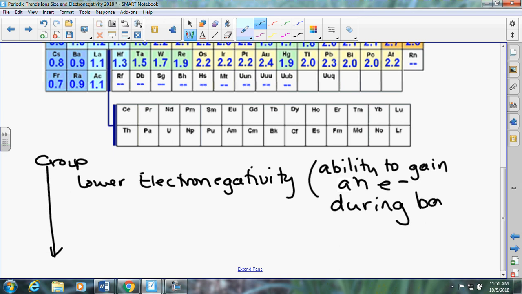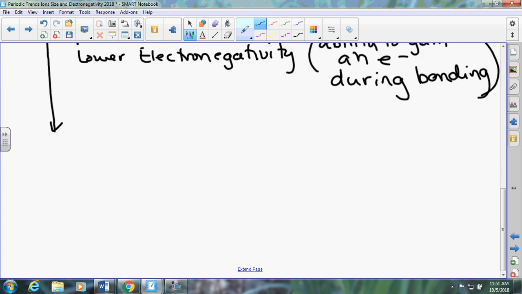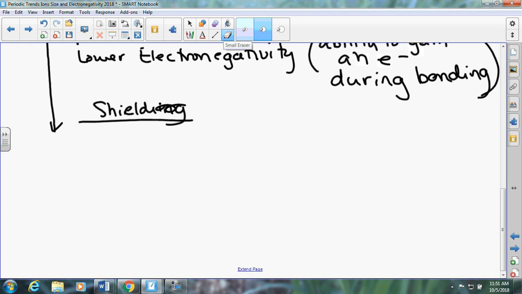It's the same reason everything changes down through a group. I'll write one word. You need to be comfortable using the word shielding when you are explaining things. So shielding. What does shielding mean? More energy levels.